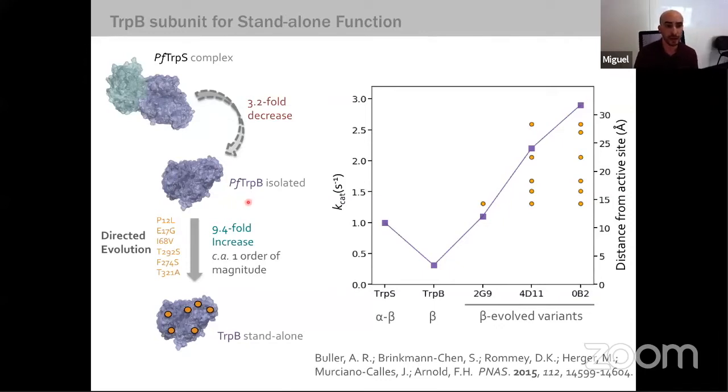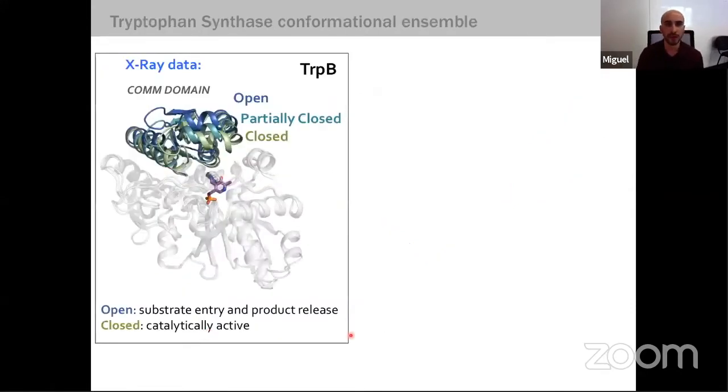So we were interested in deciphering the conformational dynamics of this allosteric complex, the isolated system, but also the standalone catalyst. But before starting to show the results, we have to thank all the crystallographers that have obtained multiple X-ray data showing that in the TRPB subunit, there is an open to closed transition of this COMM domain that acts as a lid covering the active site, where the open states are basically found in X-rays in resting state, indicating its role in substrate entry and product release.